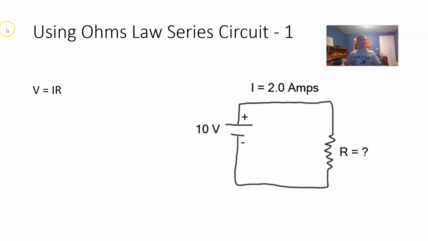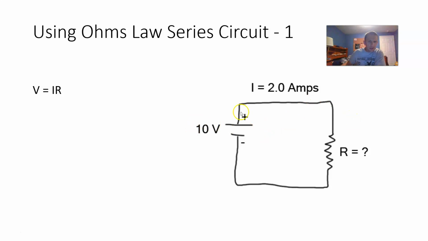Okay, so using Ohm's law in a series circuit. This is a picture of our series circuit. You see this thing right here, this big line and this little line? This means that this is a battery, and it says that this is a 10-volt battery. This line here is the wire. And then you'll see this squiggle over here. Anytime you see a squiggle, that represents resistance.